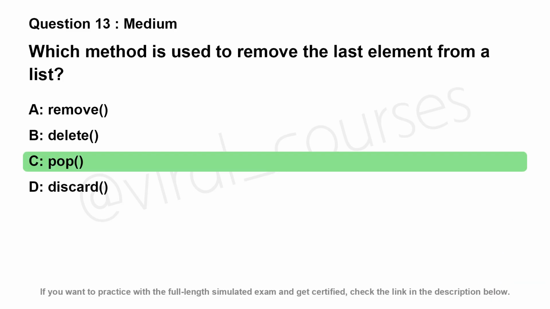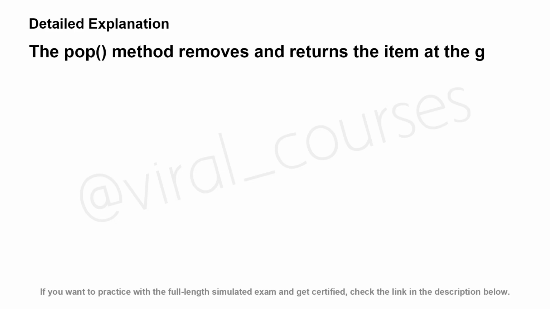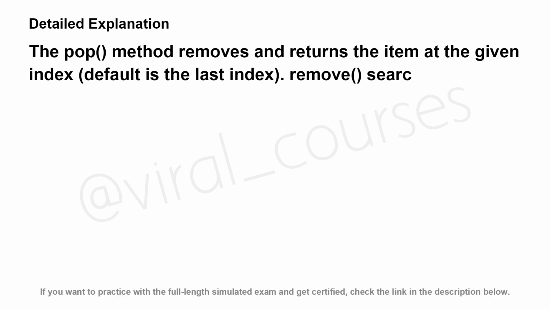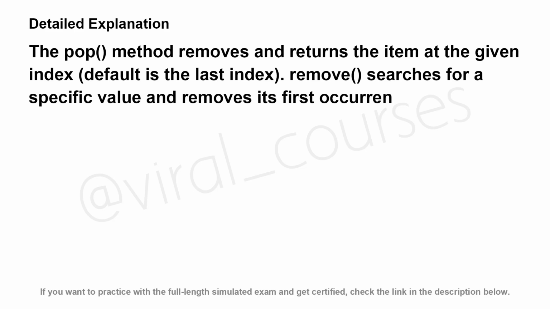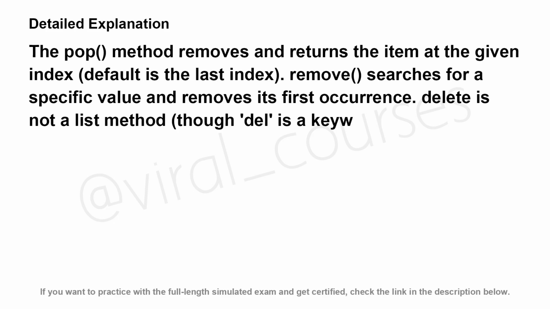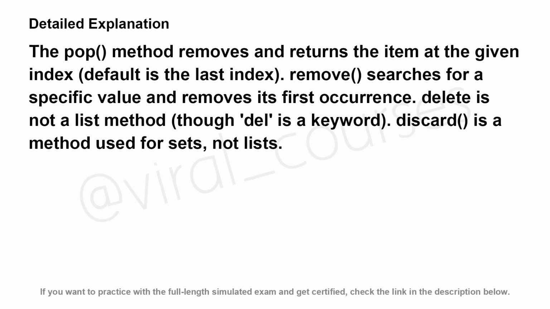The correct answer is C. The pop method removes and returns the item at the given index. Default is the last index. Remove searches for a specific value and removes its first occurrence. Delete is not a list method, though del is a keyword. Discard is a method used for sets, not lists.